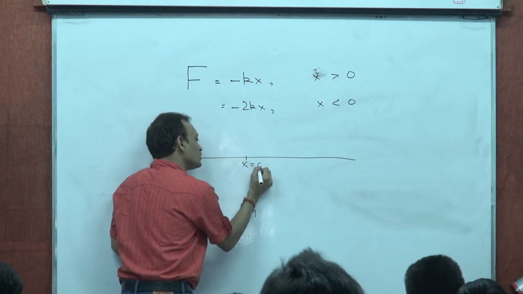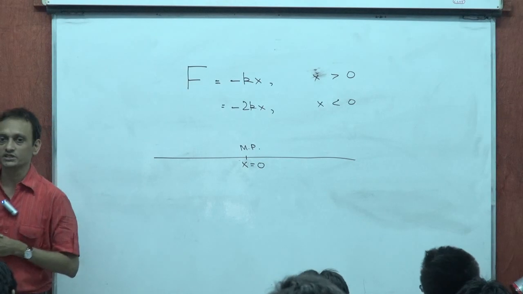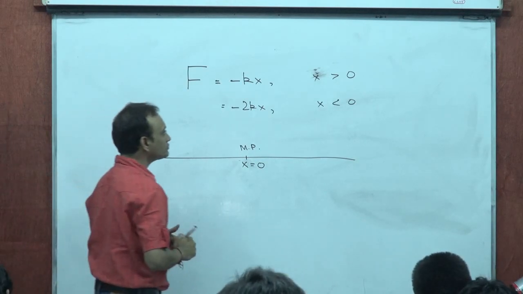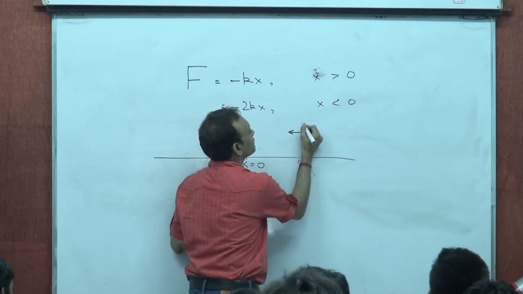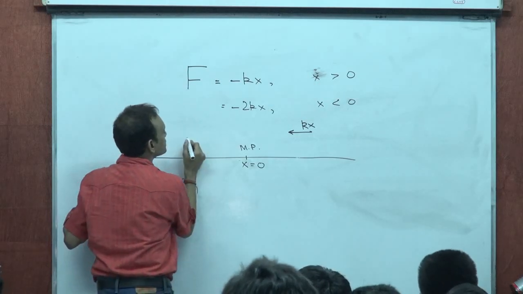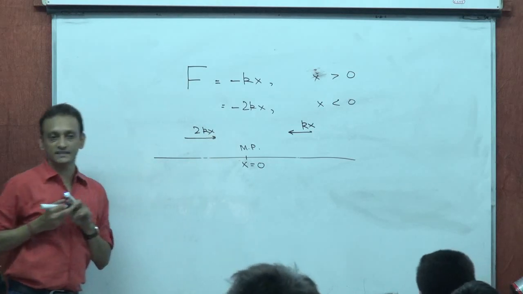So x equal to 0 is still the mean position. Right, because F is 0 at x equal to 0. To the right of 0, it's being acted upon by a force equal to kx. To the left of x equal to 0, it's being acted upon by a force 2kx directed towards O.